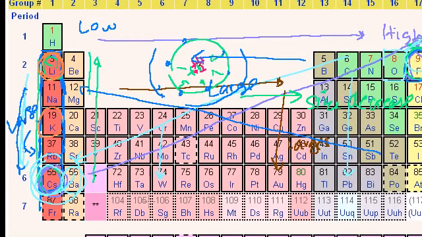Although in general, the things that are in a lower period will have a larger size than most things in a higher period, regardless of what group it's in. But the general trend within a group: the higher the number, the larger the atom. Within a period, the more protons you have, the smaller the atom.